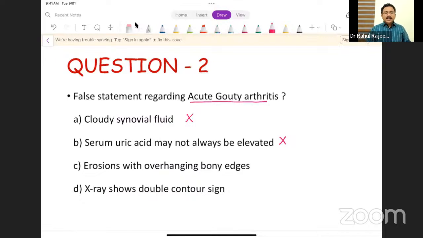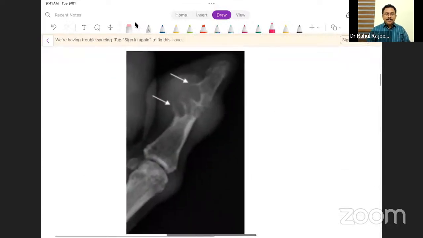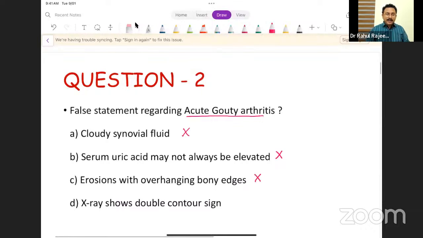The next one is erosions with overhanging bony edges. Now this is also correct. This is what we call the Martel sign, and you can see areas of erosions which I'm marking with the red. And what I'm marking with green, which is also highlighted by the arrow, is that you can see overhanging bony edges. So you can have erosions with overhanging bony edges, and this is what is referred to as Martel's sign. So this is also a true statement, and hence that option is also eliminated.